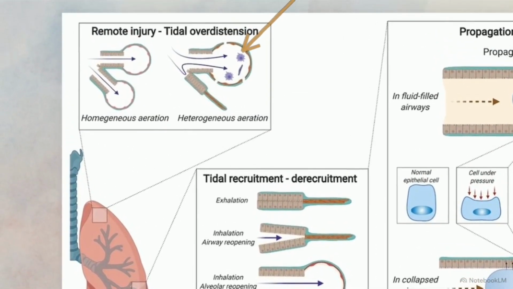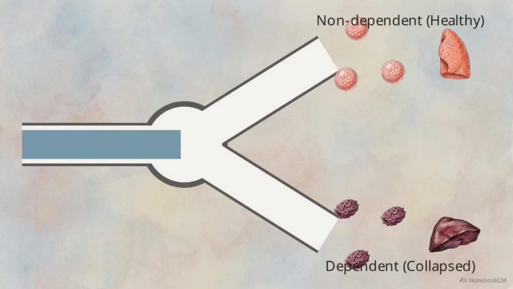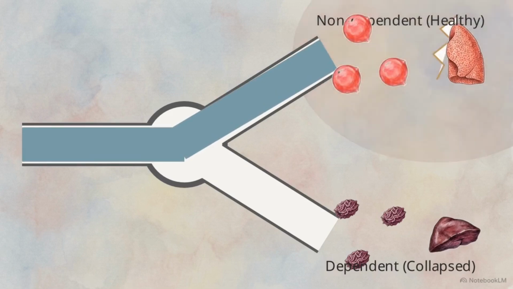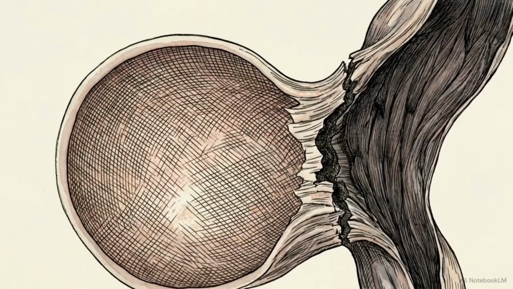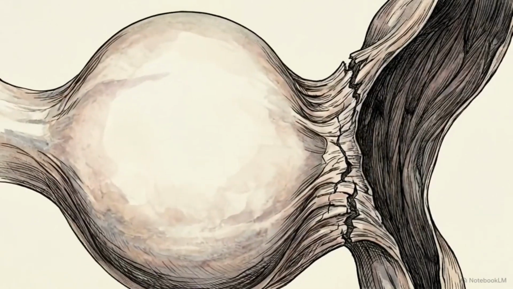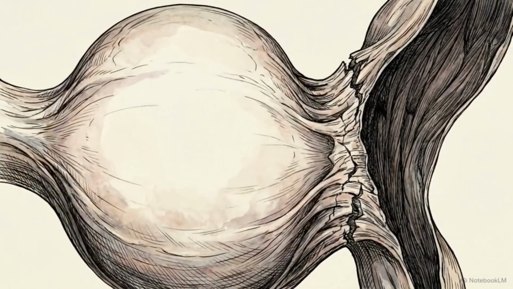Finally, remote overdistension occurs. Because the dependent lung remains collapsed, the incoming tidal volume is redistributed upward. The air has nowhere to go but into the healthy, non-dependent lung tissue, forcing it into severe hyperinflation and strain. Mechanical ventilation applied to an atelectatic lung does not gracefully reinflate it. It shears, tears, and overdistends the tissue at a microscopic level.